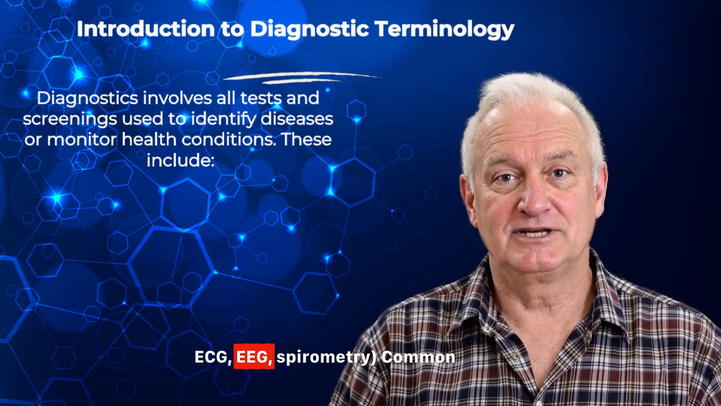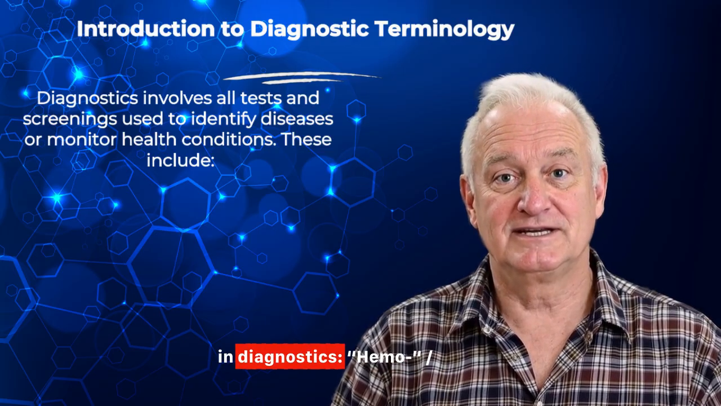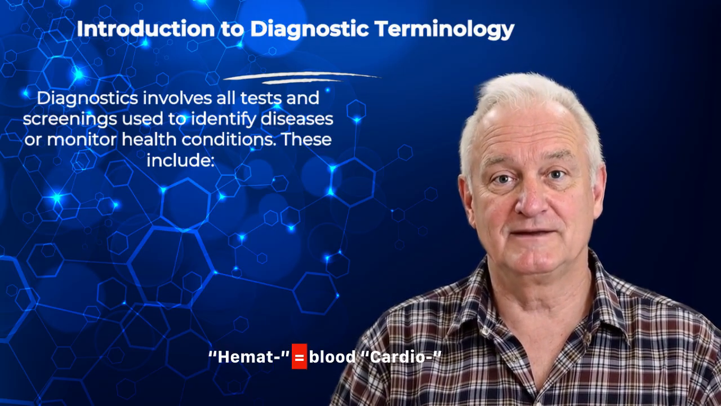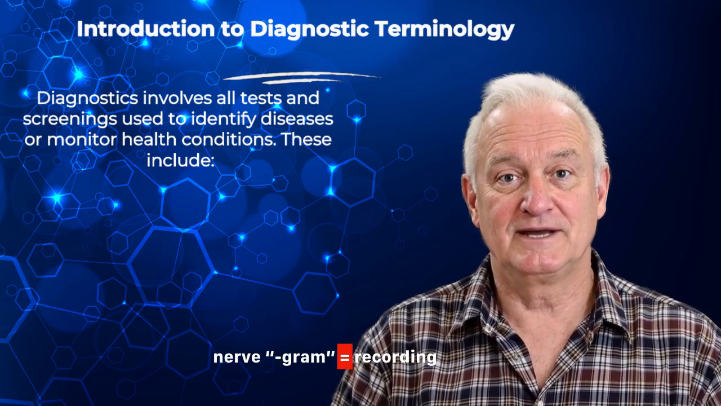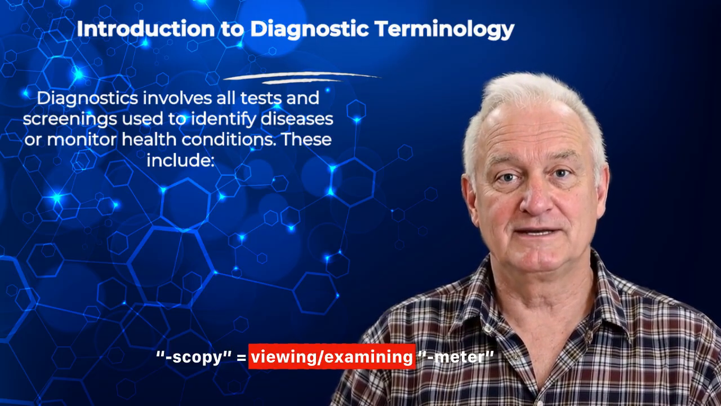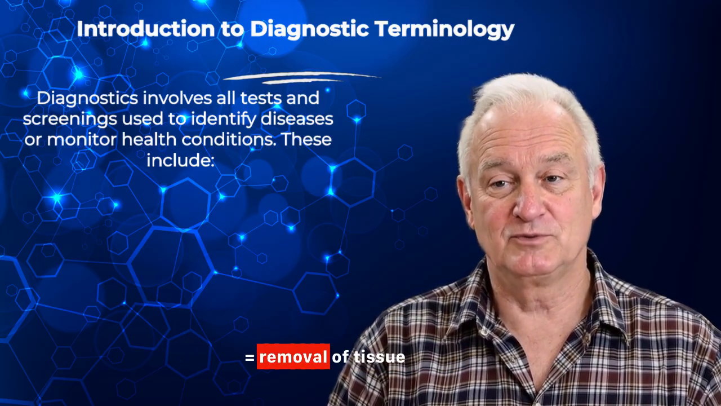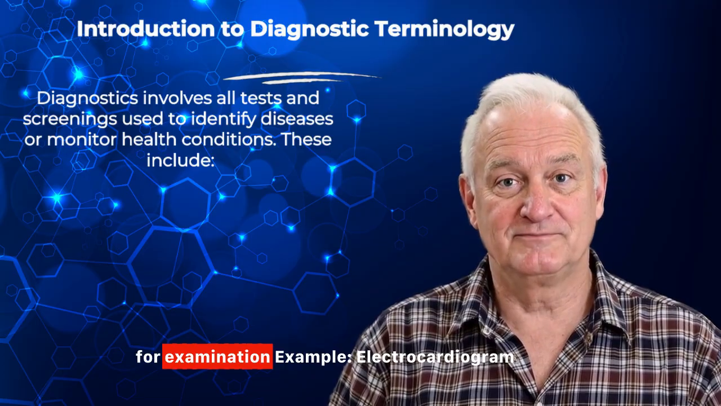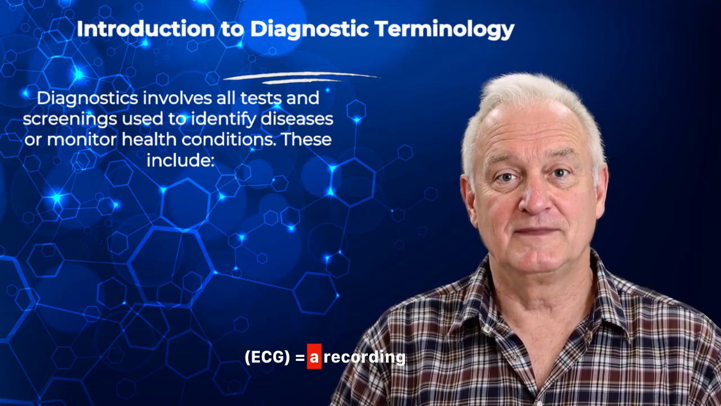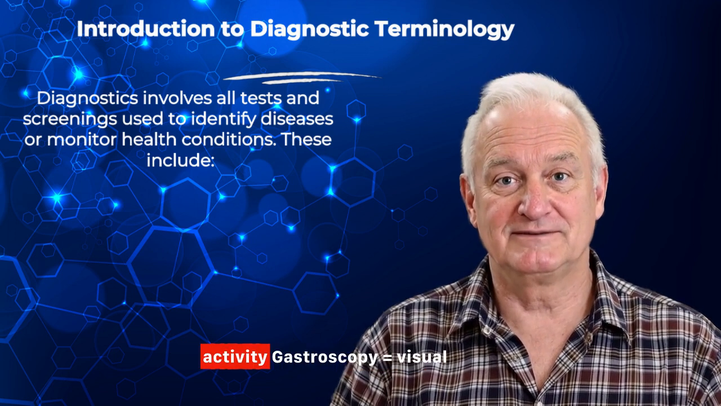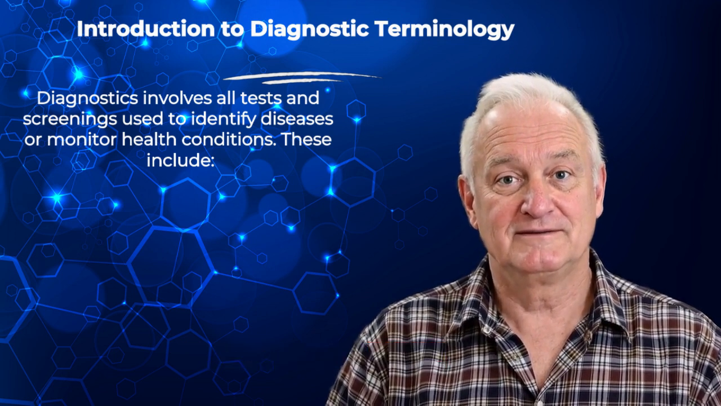ECG, EEG, spirometry. Common prefixes, roots, and suffixes in diagnostics: hemo, hemat, meaning blood; cardio, heart; neuro, nerve; gram, recording; scopy, viewing or examining; meter, measuring instrument; biopsy, removal of tissue for examination. Example: electrocardiogram, ECG, a recording of the heart's electrical activity. Gastroscopy, visual examination of the stomach.